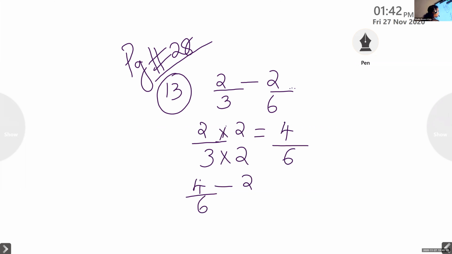So the answer is 2 by 6. We will only subtract the numerator. 4 minus 2 is 2, so 2 by 6 is the answer. Ma'am, we can just write 2 by 6. So we can write 2 by 6. That is enough. Okay, ma'am.